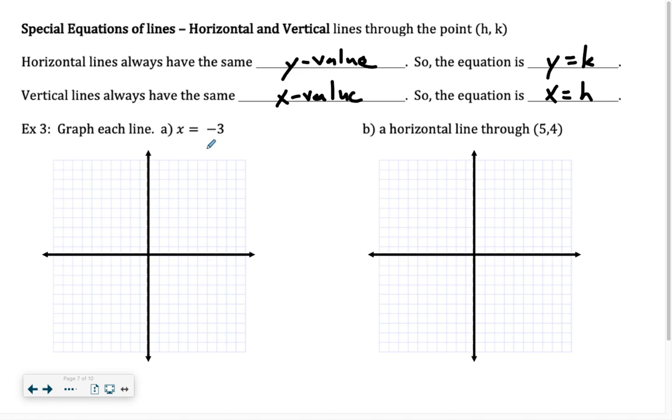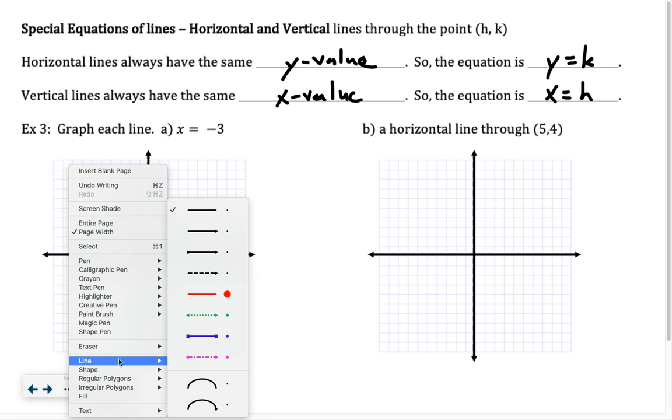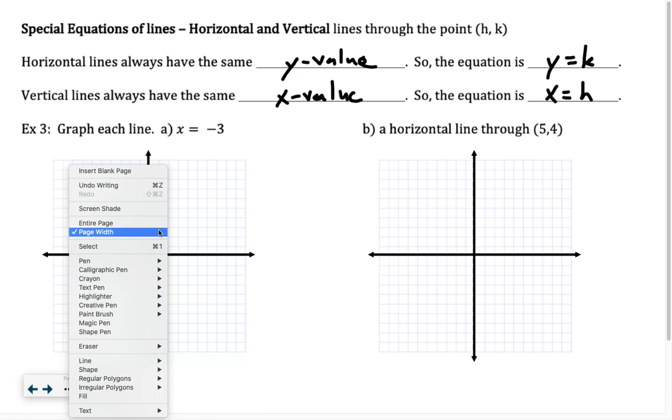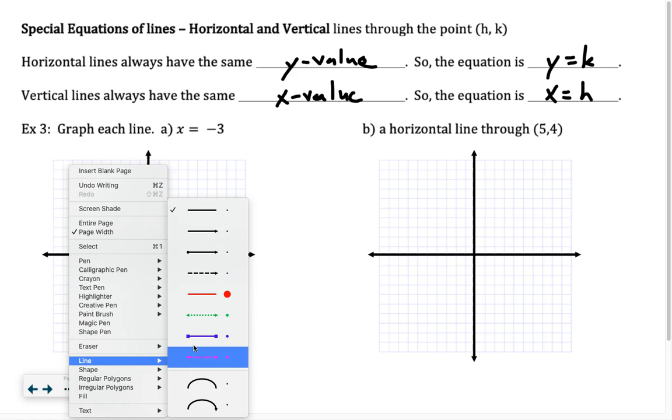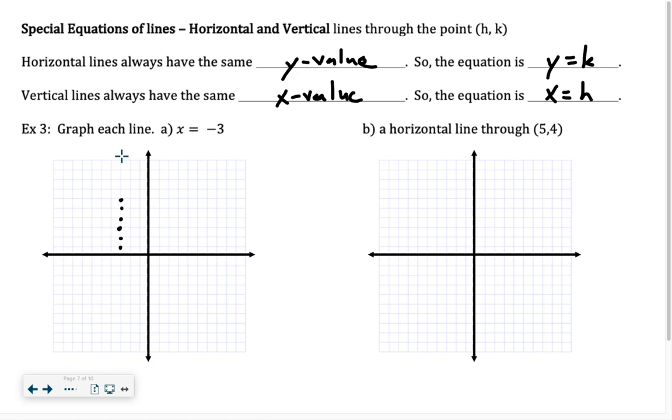If we have the line x equals -3, what that's telling me is every x value on this graph is going to be -3. So I'm going to have points here, here, here, here. Every single point that has an x-coordinate of -3, and then we will get a vertical line like that.